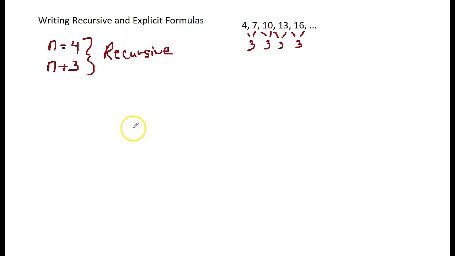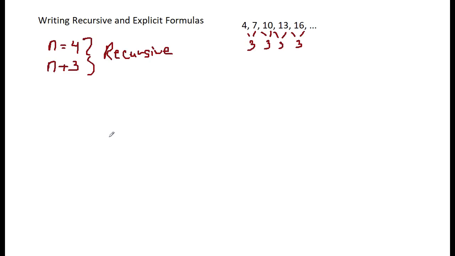Now, explicit has to do with, I just pick a number. If I want to find the fifth term, all I have to do is plug 5 in to a formula to get the fifth term. Now, recursive is nice when you have smaller numbers of terms, but what if you have to find the 100th term? You don't want to have to find the first 99 in order to get number 100, do you? No, that would take too long.